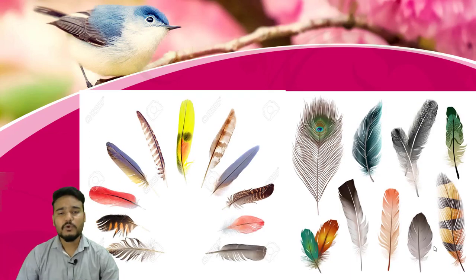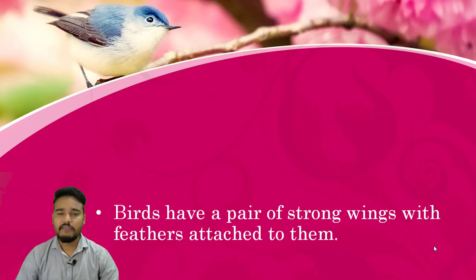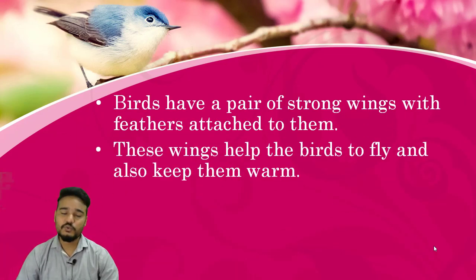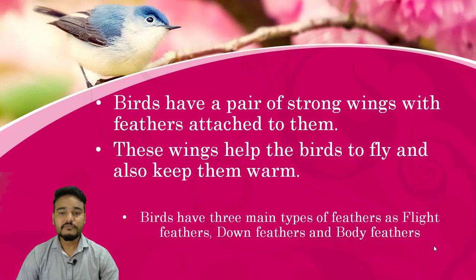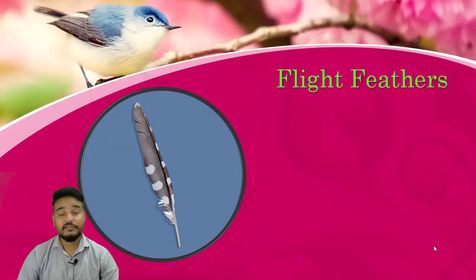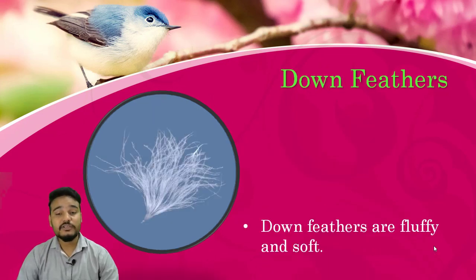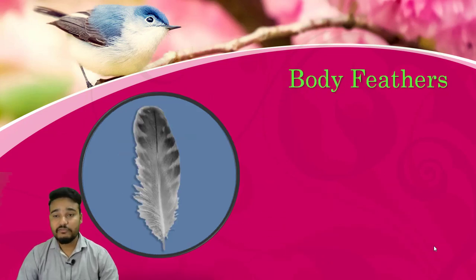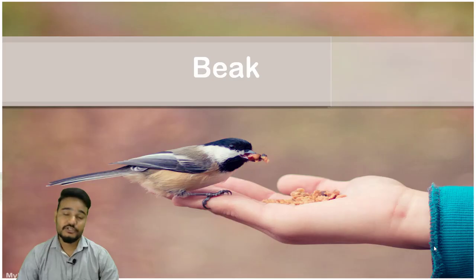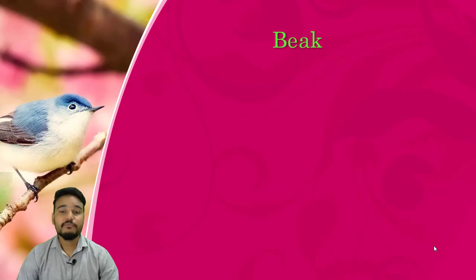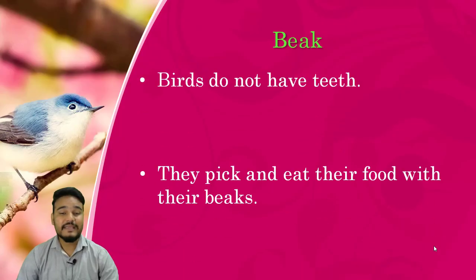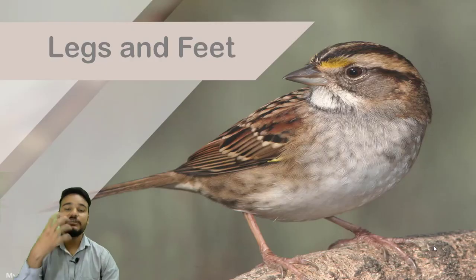Different kinds of wings are there, different colors of wings are there, and each of them has a different function. Feathers are attached to the body muscles. What kind of feathers are there? Three kinds of feathers are there. The first one is flight feathers, which help them to fly. The second one is down feathers, which keep their body warm, and the third one is body feathers, which give them shape. Then we have learnt about the beak. Each bird has a different kind of beak, and as they don't have teeth, they directly swallow their food.